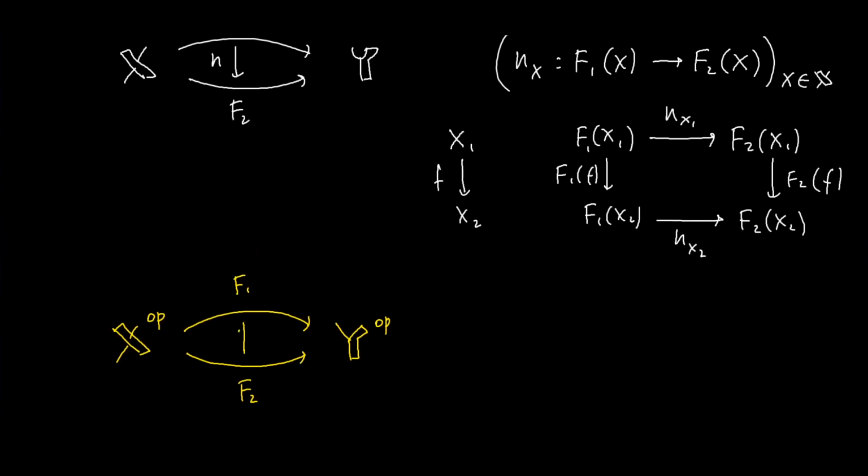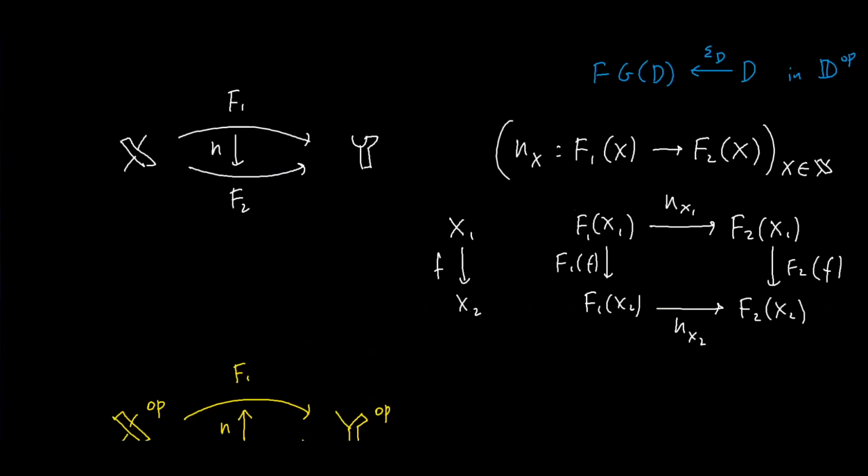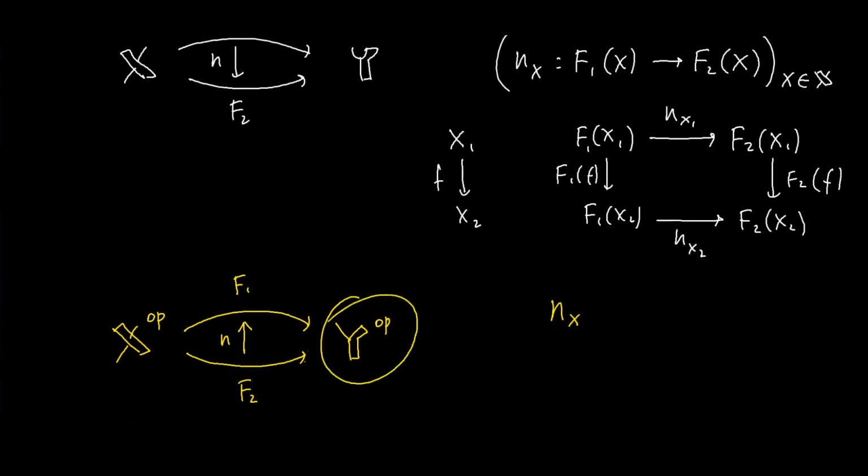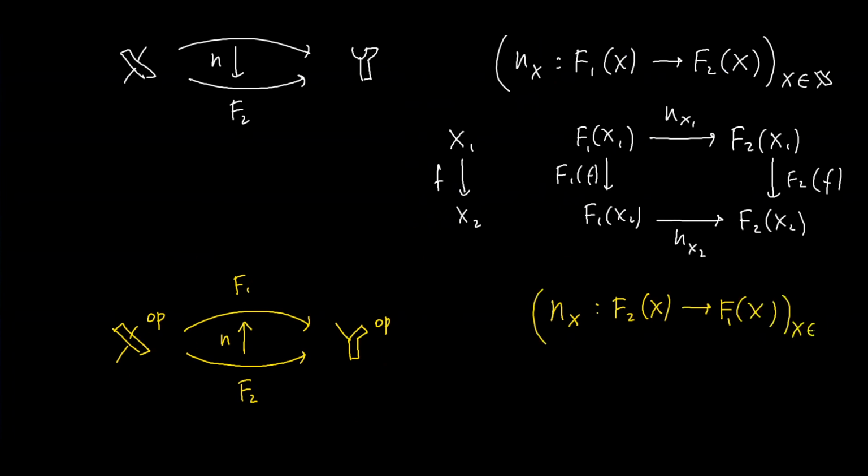The direction of n will change, but n itself won't, because what was n before? It was a family of arrows, right? It was a family of certain arrows. I'm going to keep the same family. I'm going to still keep the family nx. But because the direction of arrows has changed in y, now my family will be going from f2 of x to f1 of x. It's still the same family, except that each member of that family has now opposite direction in the dual category to the direction it had in the original one.